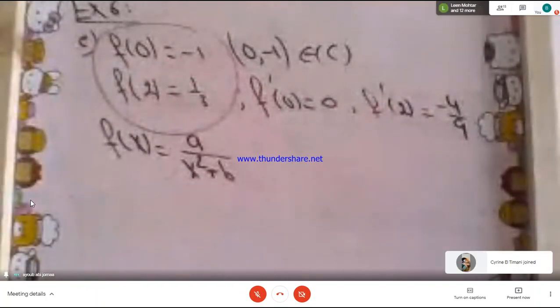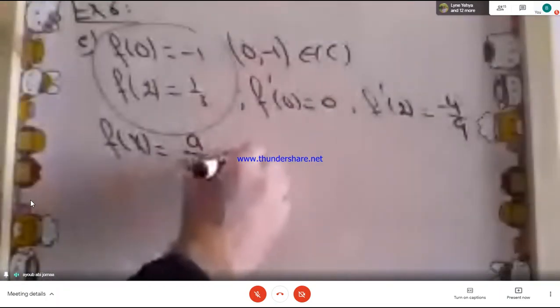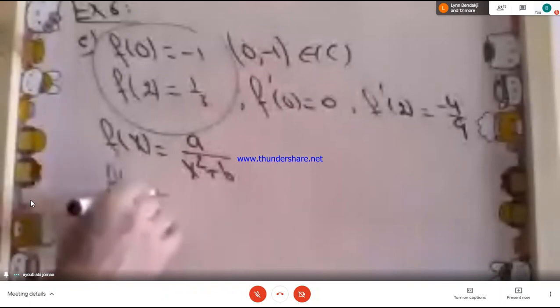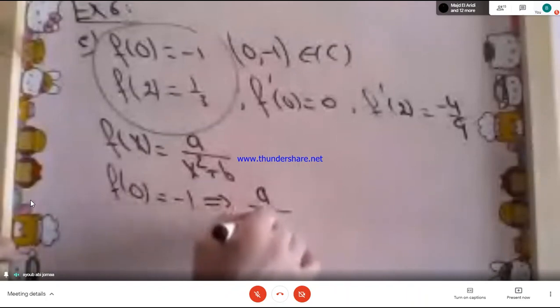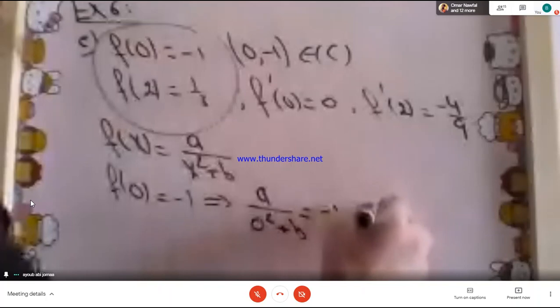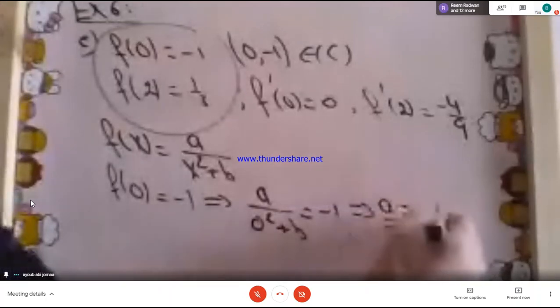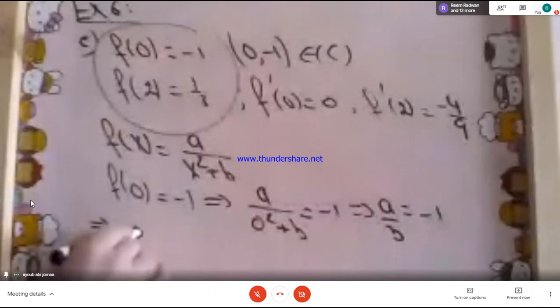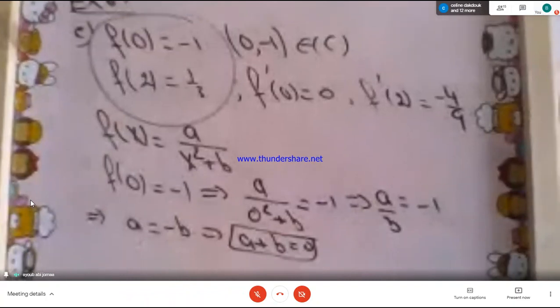f of x is a over x squared plus b. Now, f of 0 is equal to -1. That means that a over 0 squared plus b is equal to -1, and so a over b equal to -1. And so a is equal to -b. That means that a plus b equal to 0. This is the first equation.